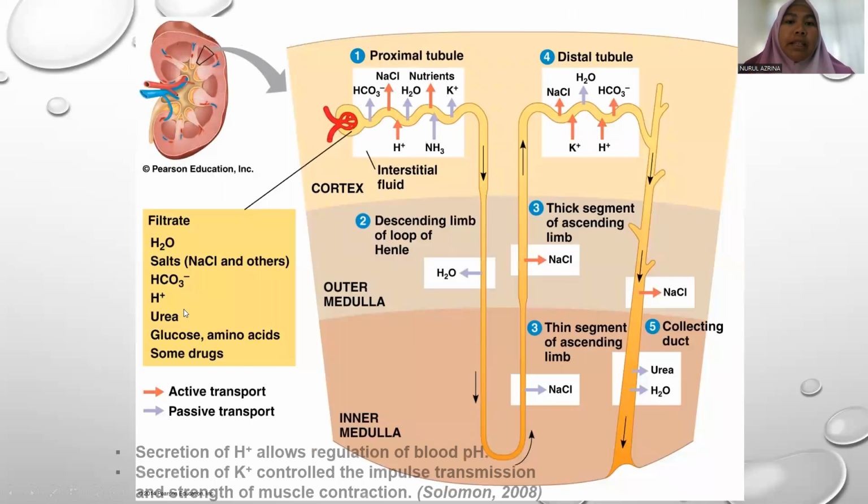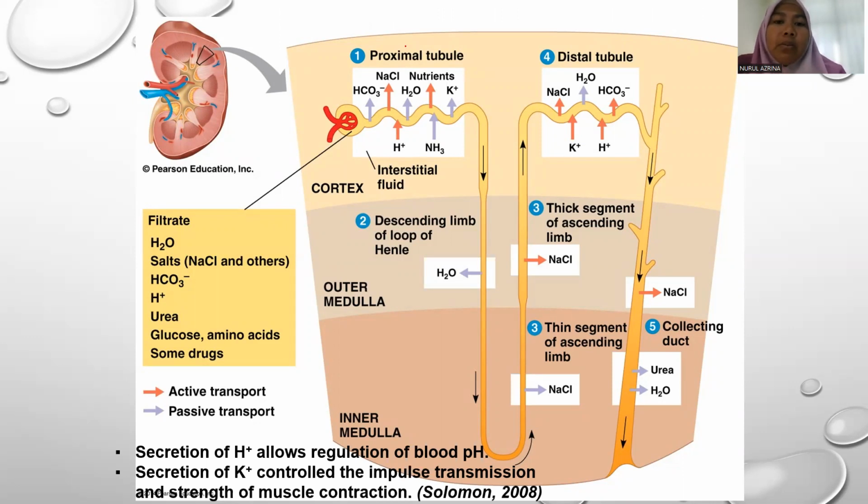Okay, so now let's see the overall movement of water and ions across the proximal tubule, descending loop of Henle, and ascending loop of Henle. Remember what happened at the proximal tubule. These are the components of the filtrate, which include water, salt, bicarbonate ion, hydrogen ion, urea, nutrients, and also maybe some drugs. We have discussed the active and passive reabsorption that happened in the proximal tubule.